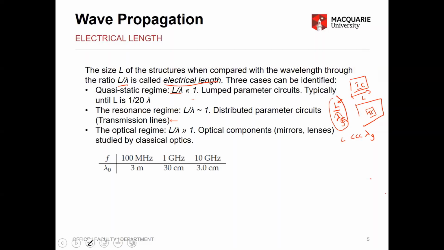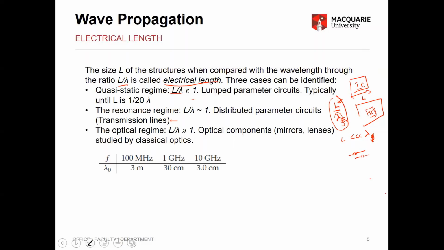So for example, let's ignore lambda g, we'll just take lambda. If L is significantly smaller than lambda, we can treat these individual structures as lumped parameters. When I say lumped parameters, I'm talking about inductors or capacitors, things like that.